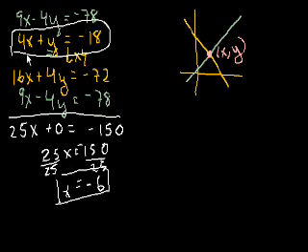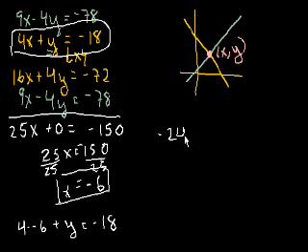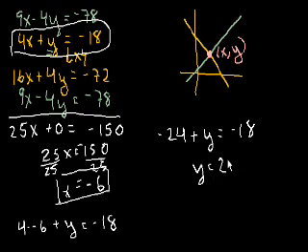So we just substitute the x back in there, and we get 4 times minus 6 plus y is equal to minus 18. And I'll go up here. 4 times minus 6, we get minus 24 plus y is equal to minus 18. And then we get y is equal to 24 minus 18. So y is equal to 6.